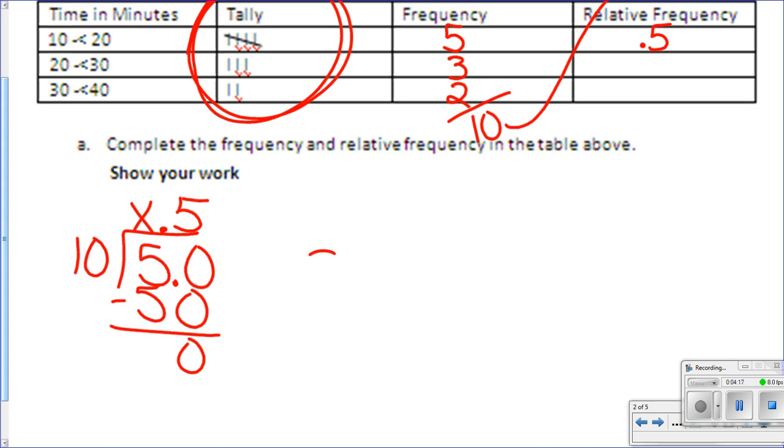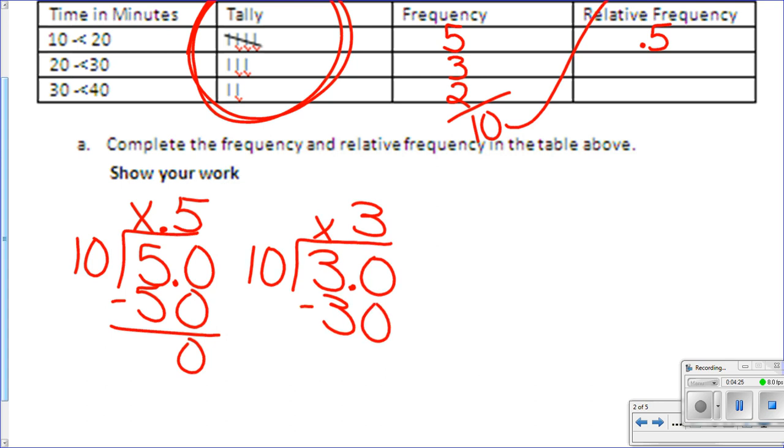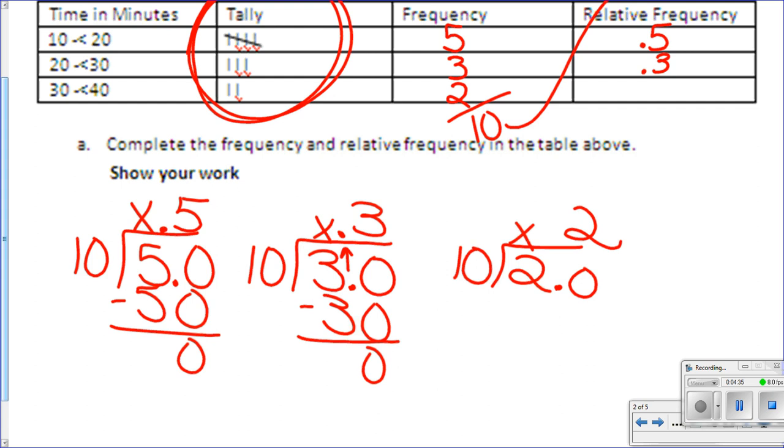Doing the same thing for the 3, and you will be required to show your work. 10 into 30 is 3. Decimal straight up, 3/10. And 2 divided by 10 goes in there twice, and it is 2/10.